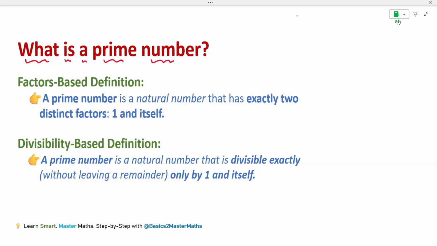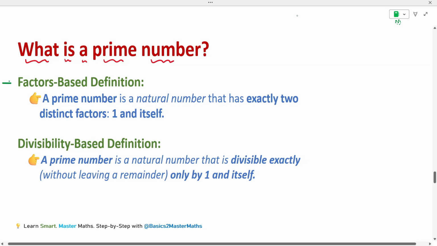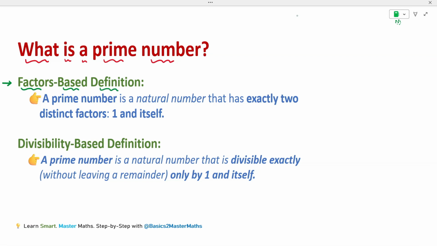There are two definitions. First one, factors based definition. It says that a prime number is a natural number that has exactly two distinct factors, 1 and itself.